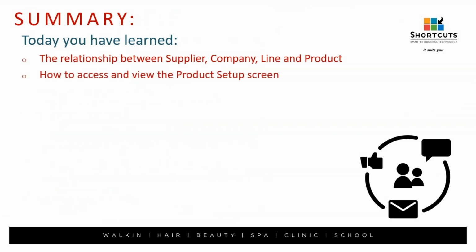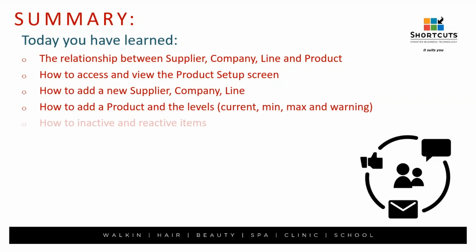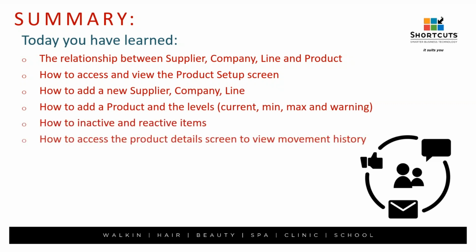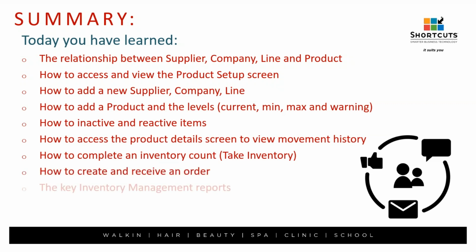So in summary, we've covered a lot of material today. You should now know or be more familiar with the relationship between your suppliers, companies, lines, and products, how to access your product setup screen, how to access your supplier information, how to put in your products, set your current minimums and maximums, how to activate and inactivate items, how to go to your detail screen, view your movement history, update your barcodes, how to do an inventory count, how to place and receive an order, and of course the big reports.